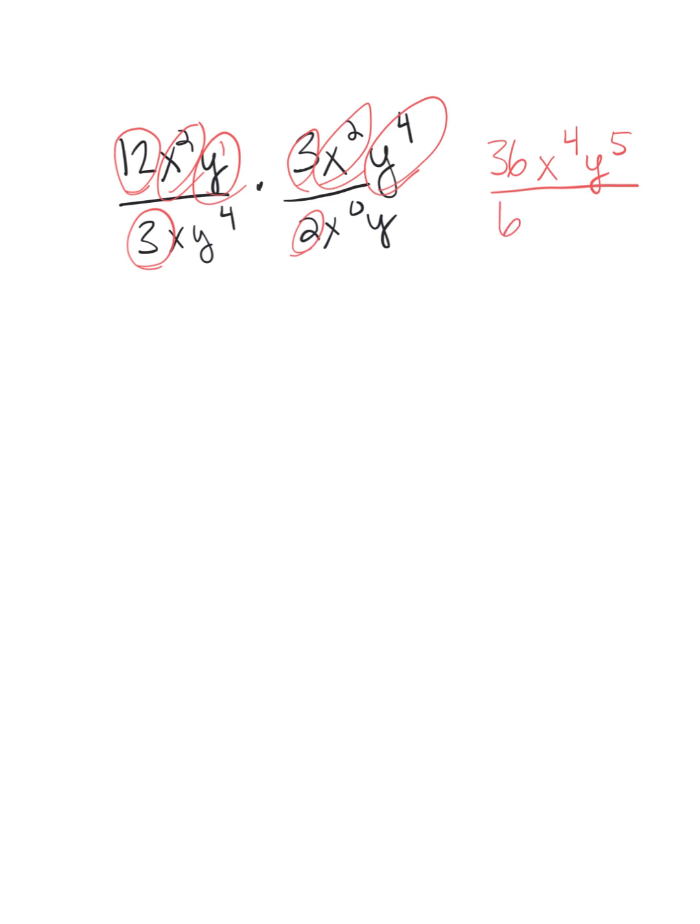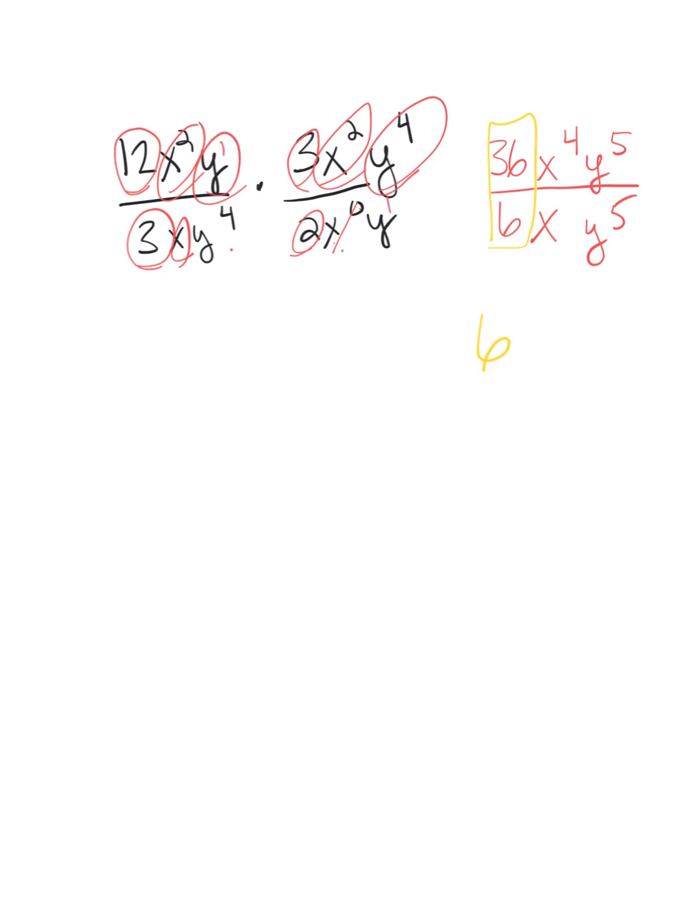If I have x and x to the 0, x to the 0 is really a 1, so I'm just going to have an x. y to the 4th and y to the 1st will be y to the 5th. Now I'm going to be able to simplify the fraction. I'm looking at first the coefficients here. 36 divided by 6 is going to give me an answer of 6 there.